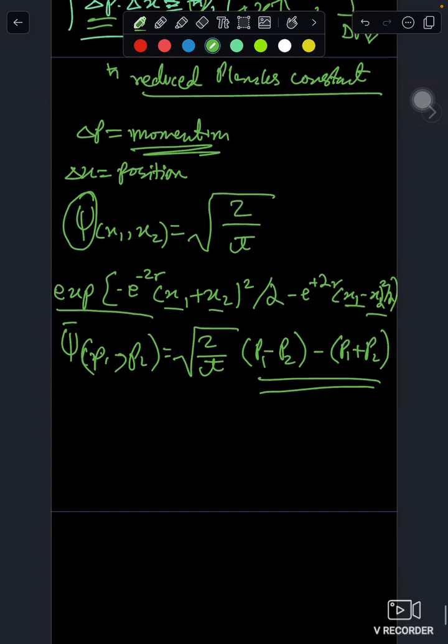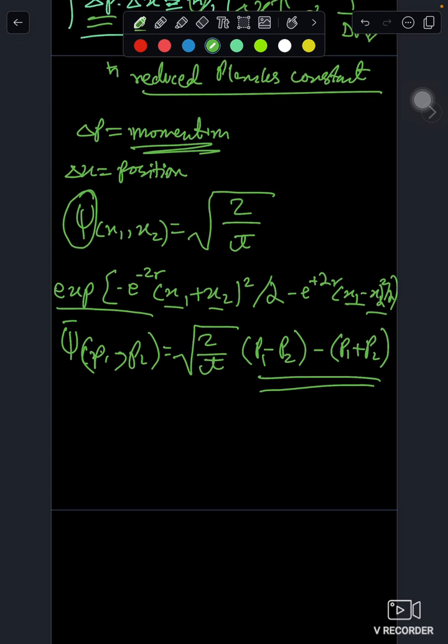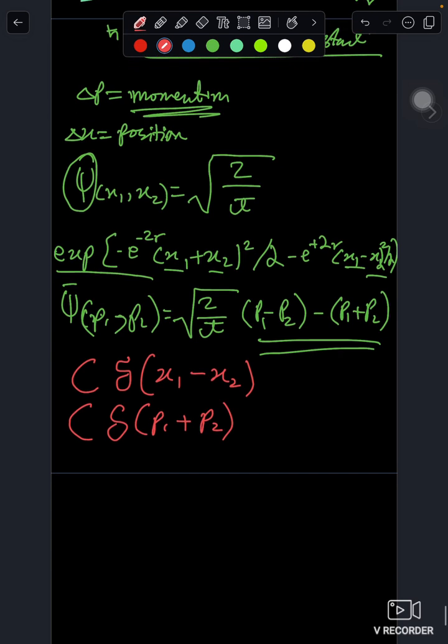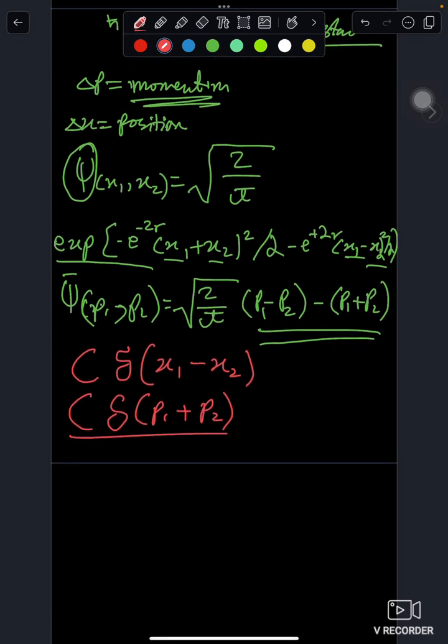Okay, then this is known as, we can write these two as x1 minus x2 for the first one, and the second one is p1 plus p2. This is known as, if we simplify it, the Wigner function.